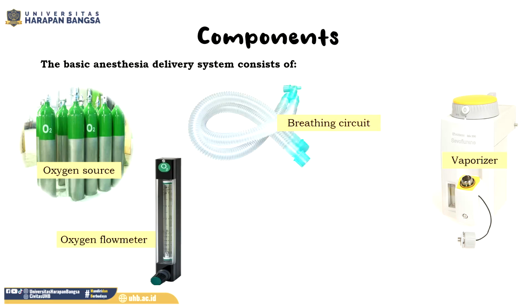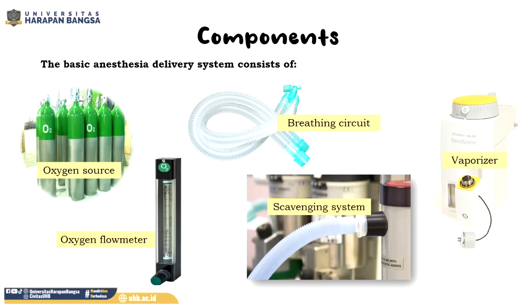And this is the breathing circuit. It is to deliver a mix of oxygen and anesthetic gases and eliminate carbon dioxide from the exhaled air. And this is the scavenging system. It removes any excess gases from the machine and prevents it from contaminating the immediate atmosphere.